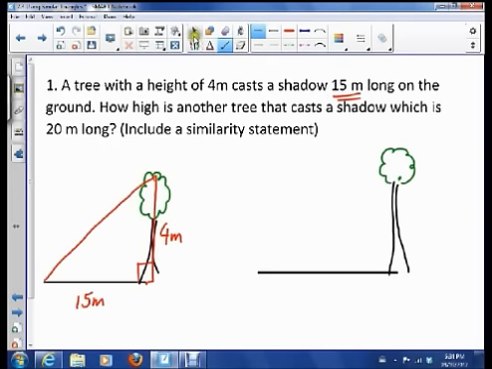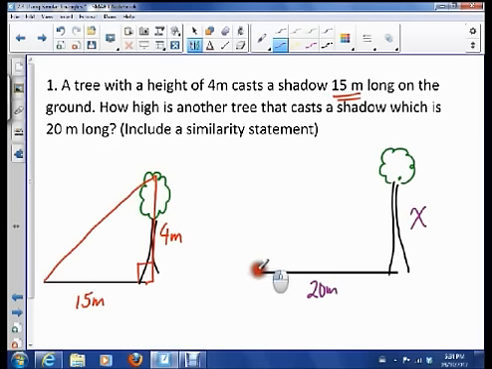Now I need the shadow, and now I need to label that. So first tree shadow, second tree shadow. Now we know that this tree casts a shadow which is 20 meters long, and we don't know the height, and that's what we want to know. Also with this triangle, we should know that there's a right angle there. So right angle here, right angle there.